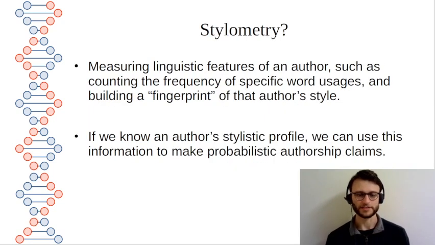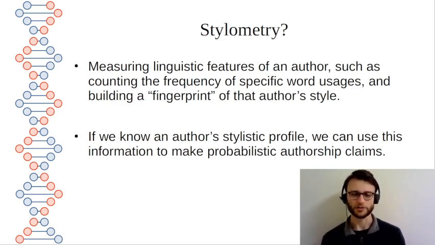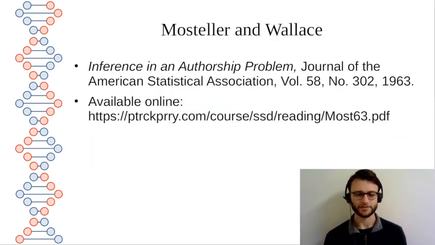Recall also that the way stylometry is practiced is by measuring linguistic features to define an author's fingerprint, also called a stylome, against which we can compare disputed texts to see if they are similar to the stylome and thus make probabilistic claims about authorship. In 1963, two researchers, Mosteller and Wallace, did just that in a paper titled Inference in an Authorship Problem.